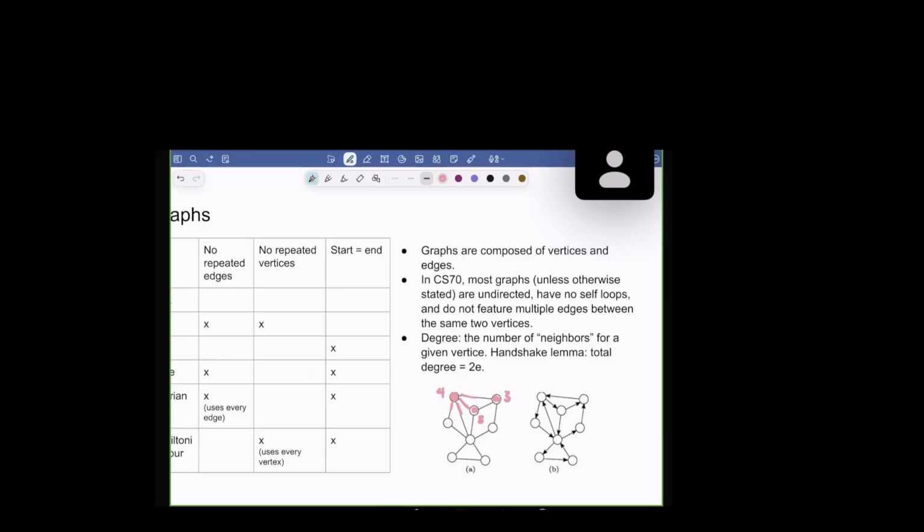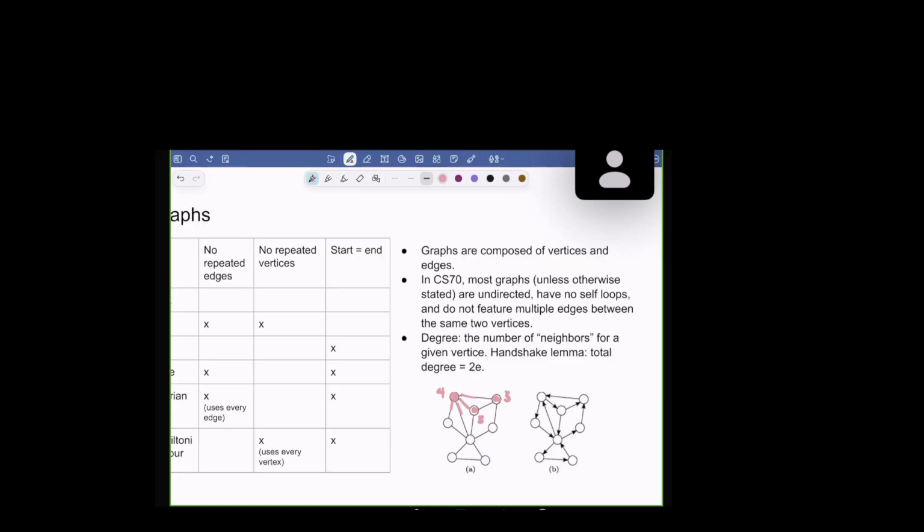And by the handshake lemma, which states that since every edge is connected to exactly 2 nodes, it adds exactly degree 2 to the total graph. That was the degree sum theorem.